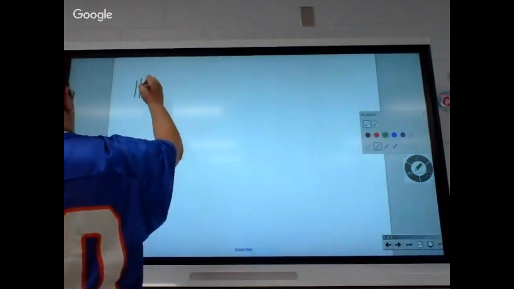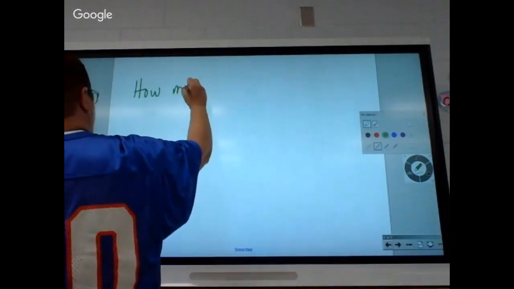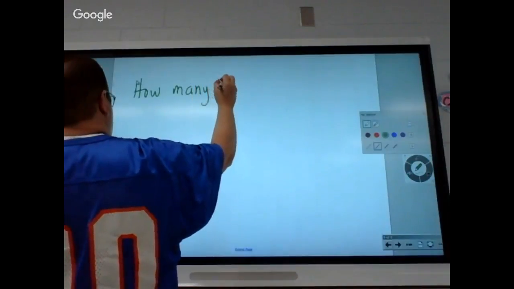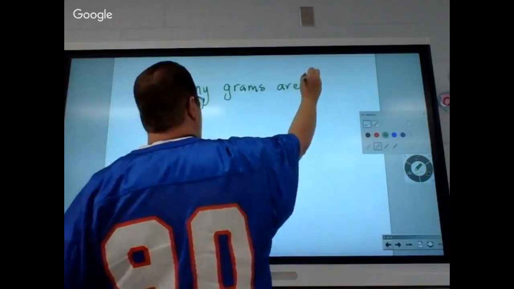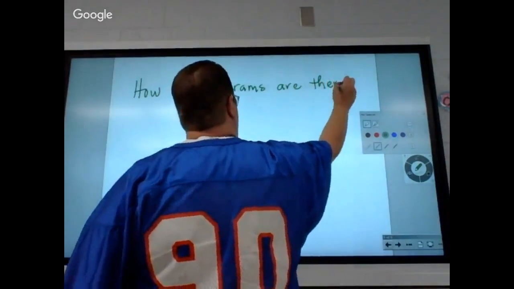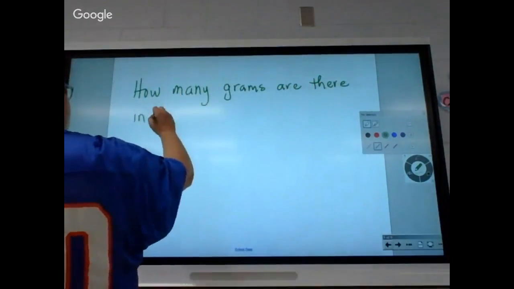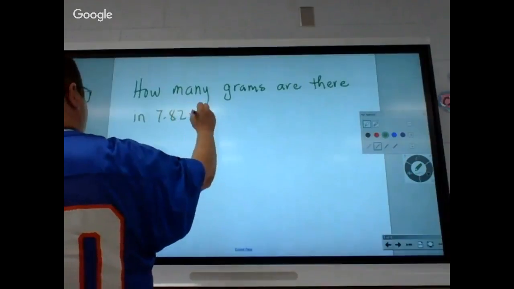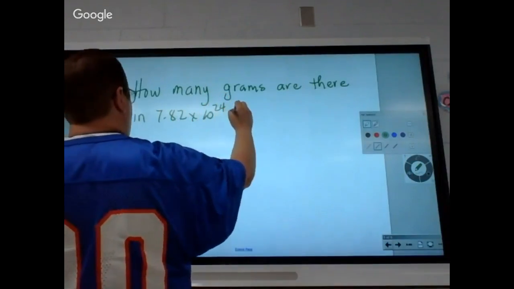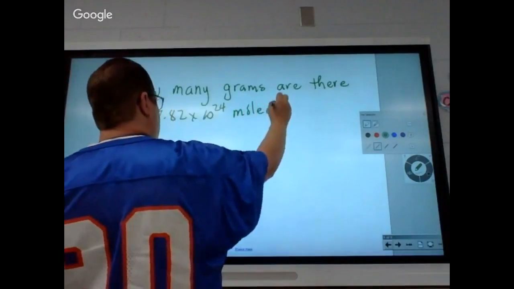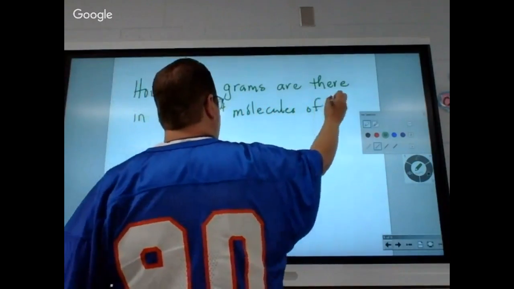All right, let's do another one. How many grams are there in 7.82 times 10 to the 24th molecules of CO2?